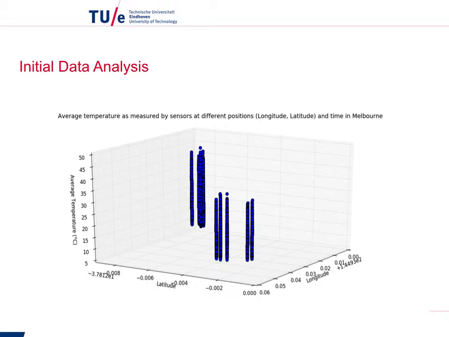So now let's see. Here we have a 3D plot. Here X models the longitude, Y models the latitude. So the XY plane models the position where the sensor is located. The Z axis models the average temperature. Here the blue circles represent the average temperature measured by the sensors at different locations and times in Melbourne. So from this plot itself, we can see that there are around 3 clusters of sensors in the city.